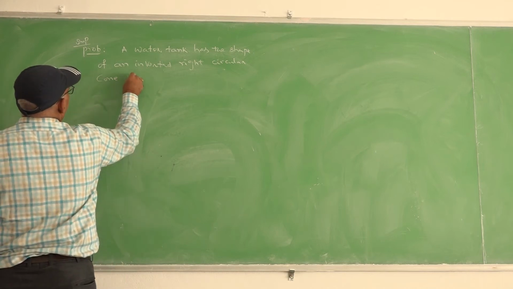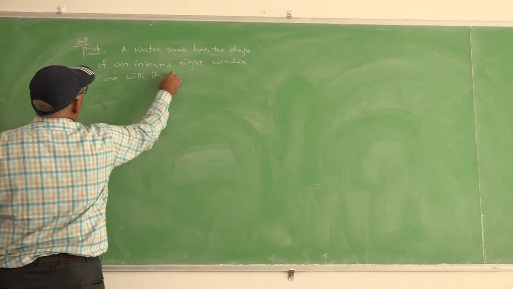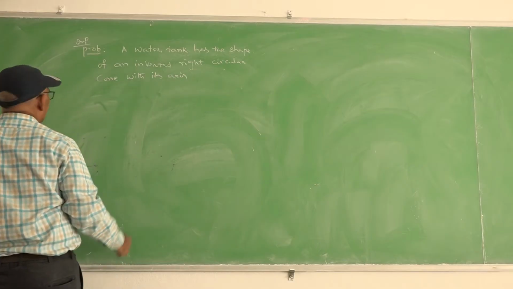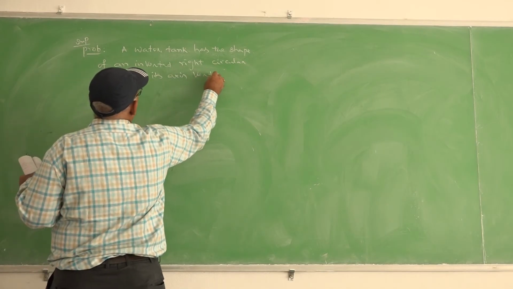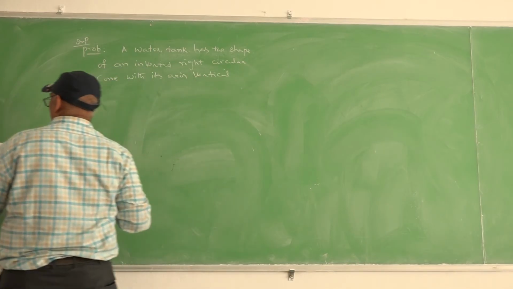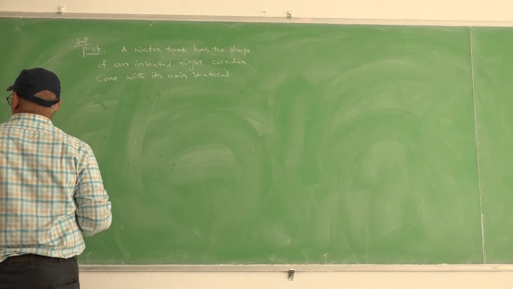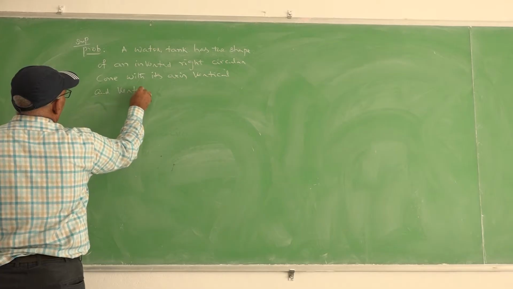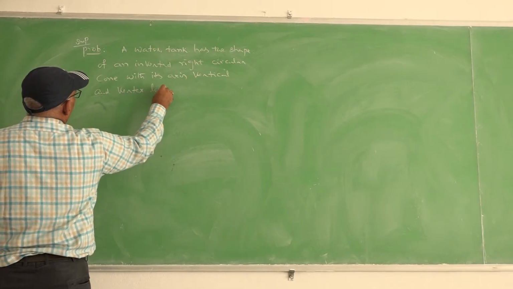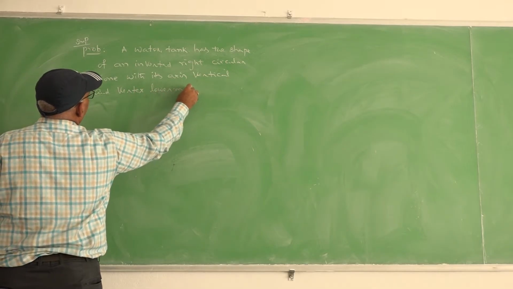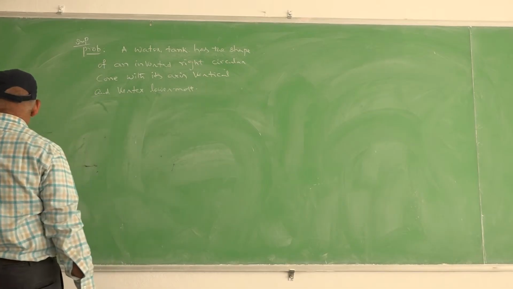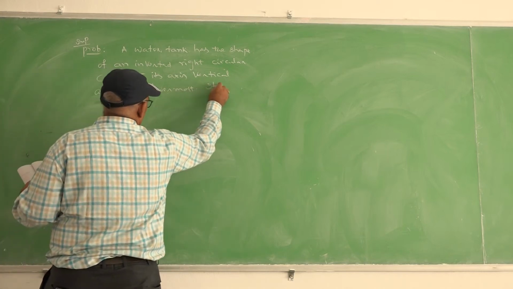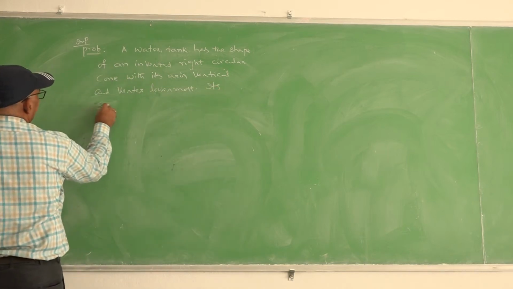With its axis vertical and vertex lowermost. Vertex lowermost. It's a semi-vertical angle.